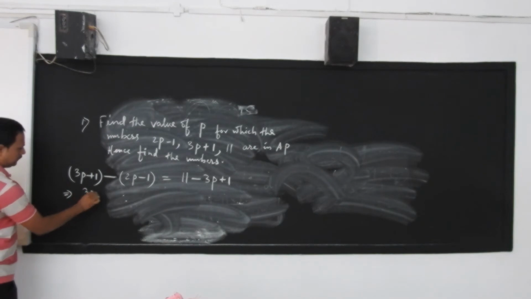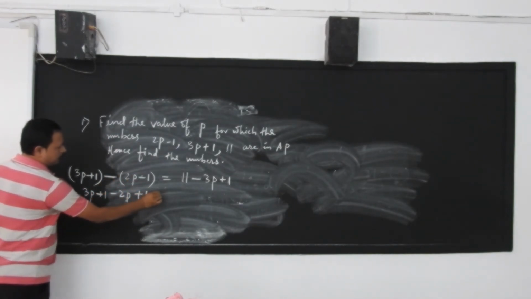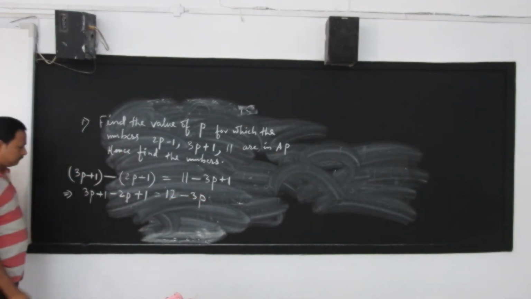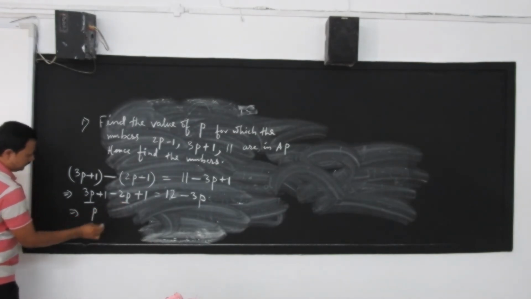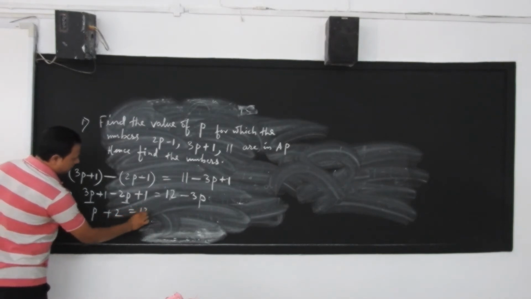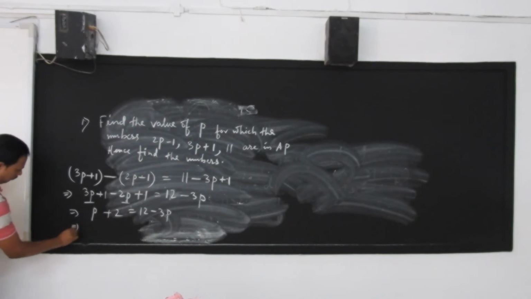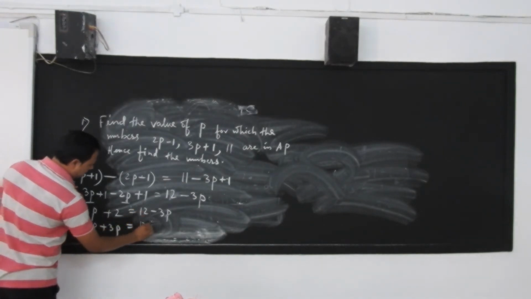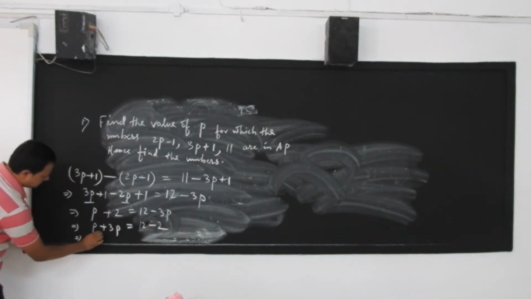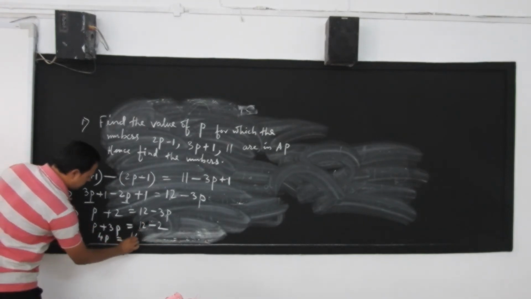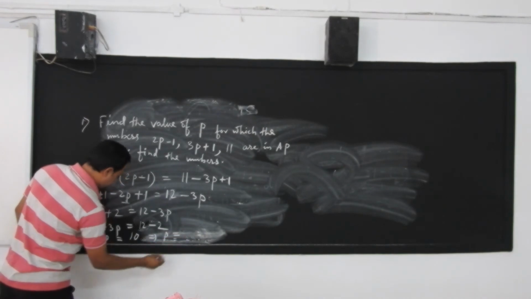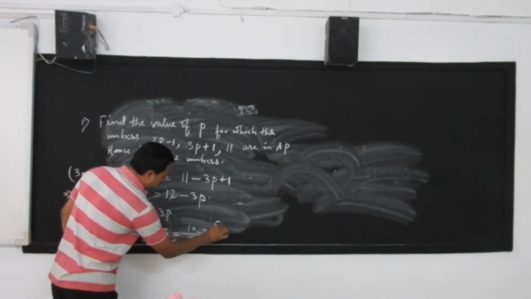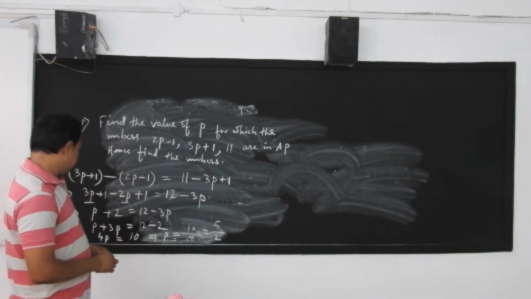At first remove the brackets. 3p plus 1 minus 2p plus 1 equal to 11 minus 3p minus 1. So you can add 11 and minus 1 to get 10 minus 3p. Now 3p minus 2p is only p, then plus 1 plus 1 is 2, equal to 10 minus 3p. Now shift this 3p from the right side to the left side. p plus 3p equal to 10 minus 2. Then p plus 3p is 4p equal to 8. So p equals 8 by 4, that means 2. So the value of p is 2.